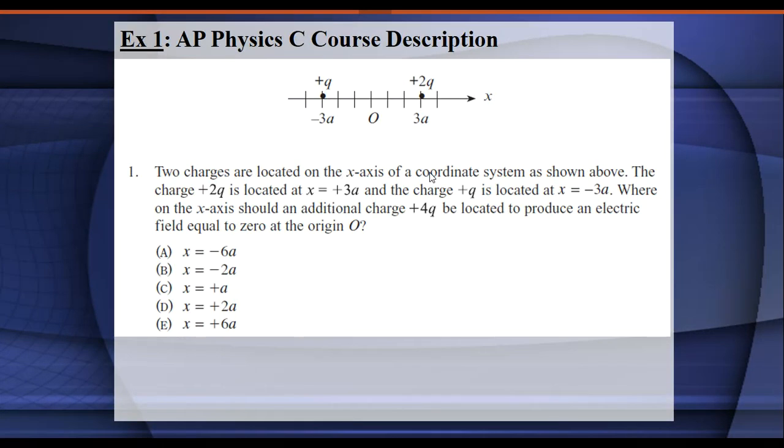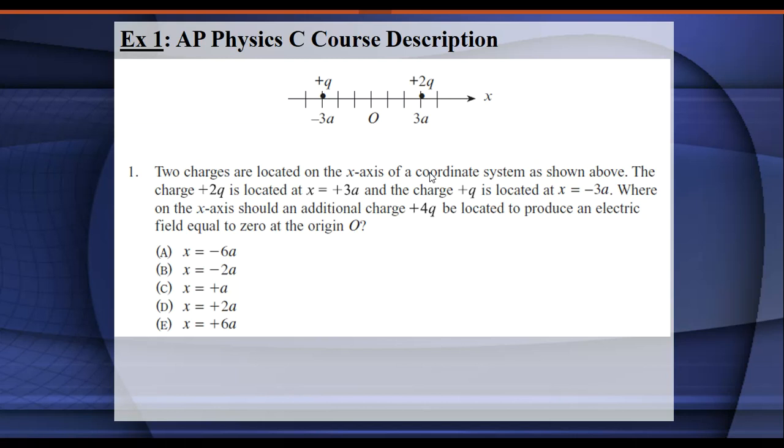And this example was taken from the AP Physics C course description. So it was a provided example of a multiple choice question there, but you could very well see a question like this on the exam. Okay, so what do we have? It says we have 2 charges are located on the x-axis of a coordinate system as shown above.